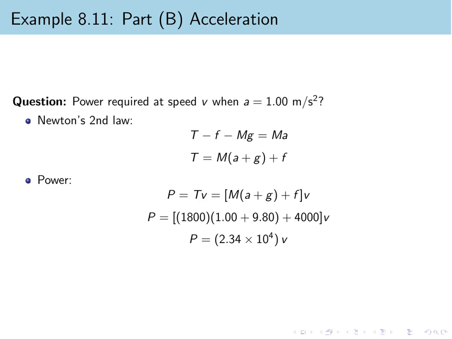In Part B, we determine the power required when the elevator accelerates upward at 1.0 meters per second squared. Since there is acceleration, the net force is no longer zero. It equals mass times acceleration, ma. Applying Newton's law again, tension T minus friction and gravity equals ma. Solving for T, we get m times the quantity a plus g plus the friction force F. The power is this new tension multiplied by the instantaneous velocity, v. We substitute the values to find an expression for power dependent on v. This demonstrates that accelerating the load requires significantly more power than simply maintaining a constant speed.